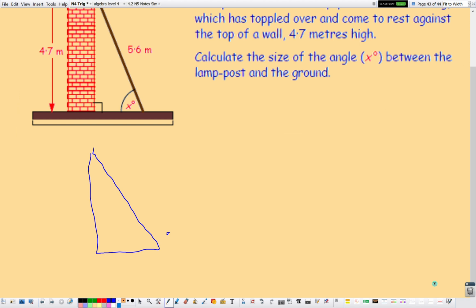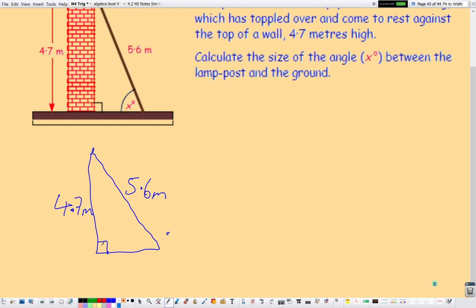So I've got my right angle there. I've got that this distance is 5.6 meters, and this vertical distance is 4.7 meters. Okay, sorry that's so messy. Right, I can now label things.